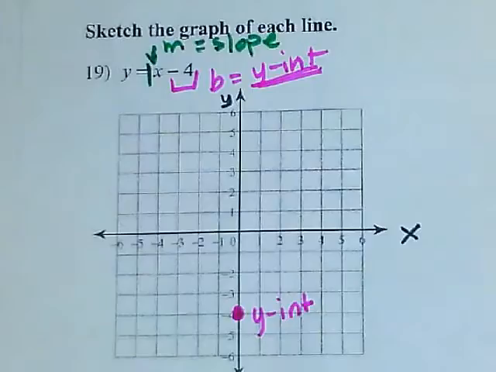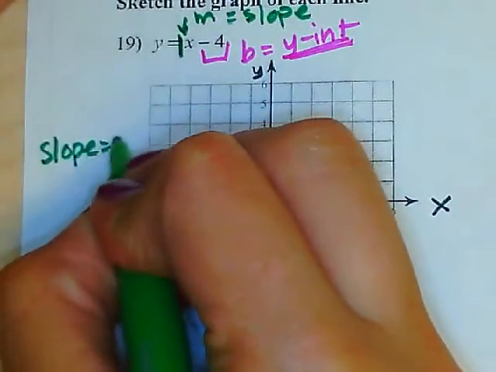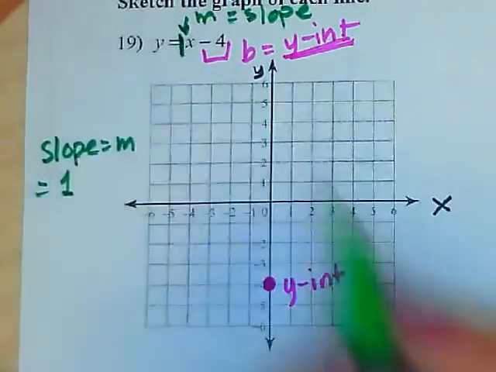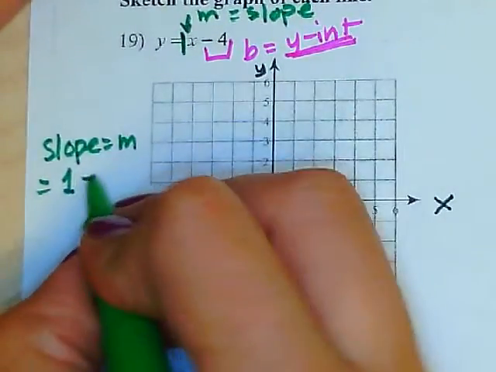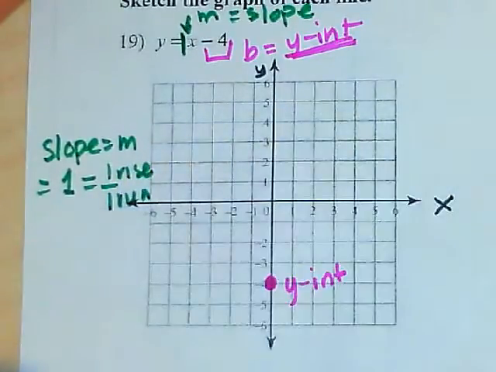Now my slope is 1. So we talked about slope today. Slope m equals 1, so we write it as a fraction. 1 as a fraction would be 1 over 1. So this is my rise and this is my run.